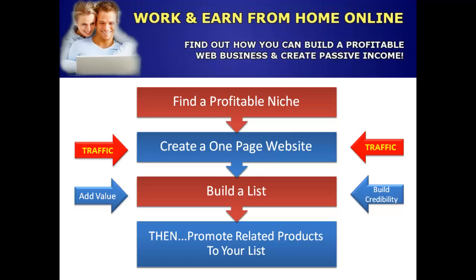So there right in front of you, folks, are the 5 key steps to building a profitable, passive online income stream. We're going to find a profitable niche. We're going to create a one-page website. We're then going to drive traffic to that website. From that, we'll build a list, which will add value to our list, and we'll build credibility. Once we've won those people over and won their trust, we can then start promoting some related products to our list. We also keep adding some really valuable information as well, but we can promote products along the way as well.